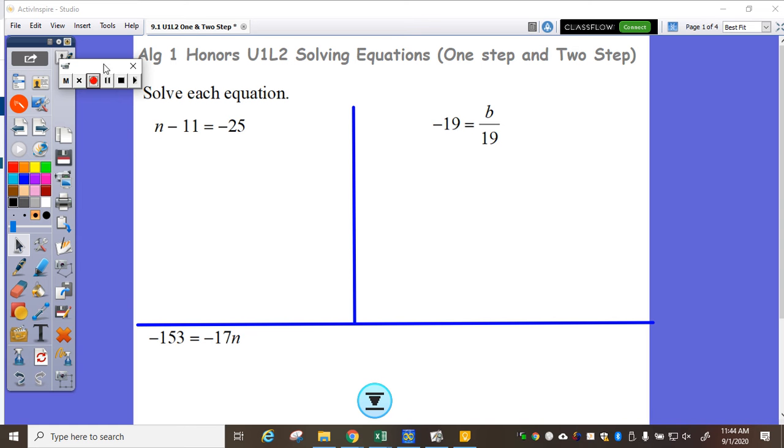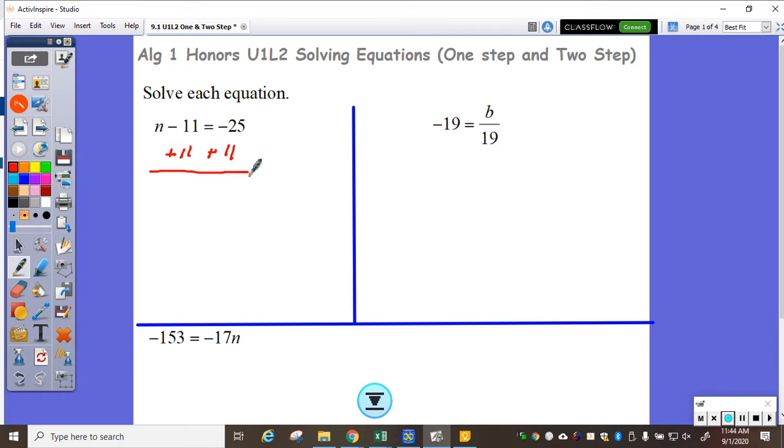All right, so let's go over kind of one-step, two-step equations. Right? So if I'm looking at this, the idea is to get the variable by itself. I'm using subtraction here, so what do I do to both sides? Add 11, right? So I'm going to add 11 to both sides. That's negative 25 plus 11.